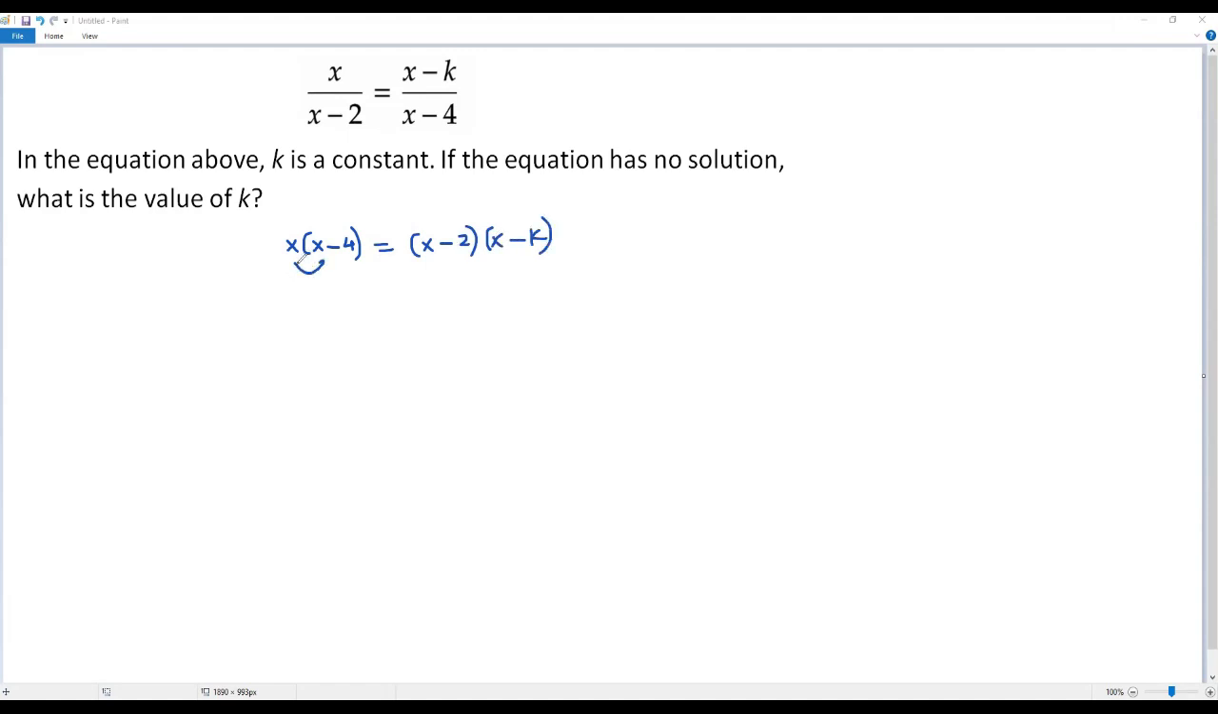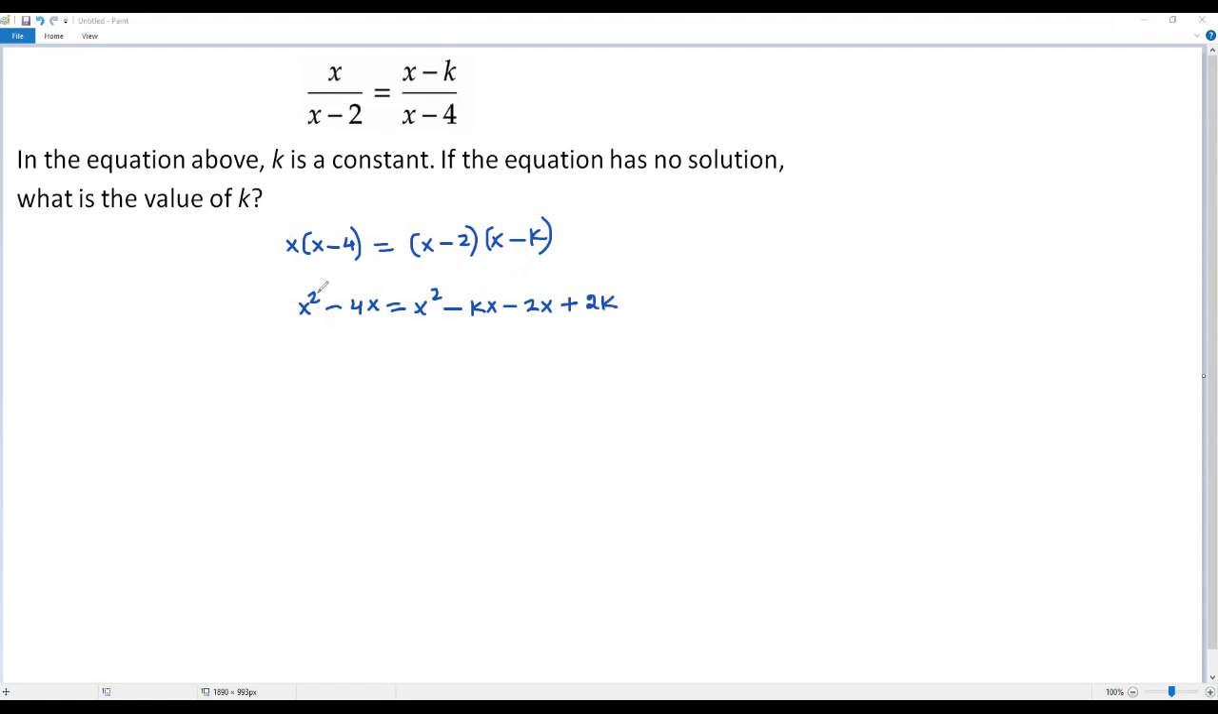Here we can distribute this x to x and negative 4. Then I'm getting x times x is x squared. x times negative 4 is negative 4x. Here we can multiply the two binomials using the FOIL method. Let's multiply the first terms. x times x is x squared. Now we can multiply the outer terms. x times negative k is negative kx. Now let's multiply the inner terms. Negative 2 times x is negative 2x. And now let's multiply the last terms. Negative times negative is positive. 2 times k is 2k.